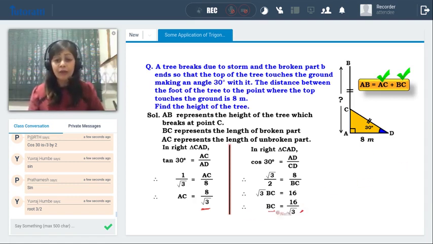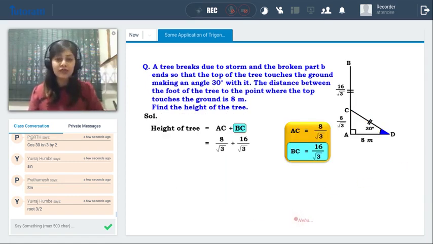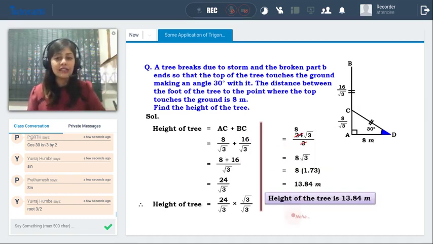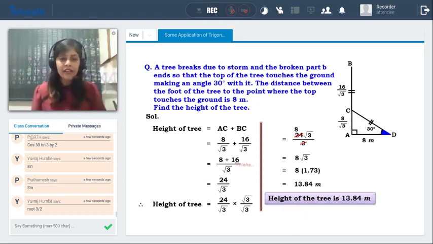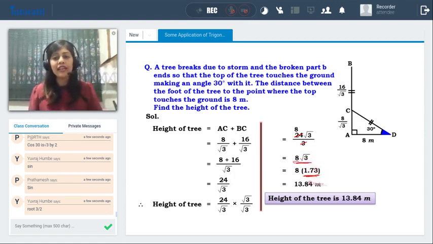Root 3 is a common denominator. So let's add it in this form itself. Yes, we have a common denominator. So you just need to add 8 plus 16, which is 24 by root 3. Now you can safely rationalize it because obviously this is the final answer. So let's quickly rationalize that into root 3 upon root 3. So you can cancel the rest, 8 root 3, substitute the value of root 3, get the answer. This is the height of the tree.